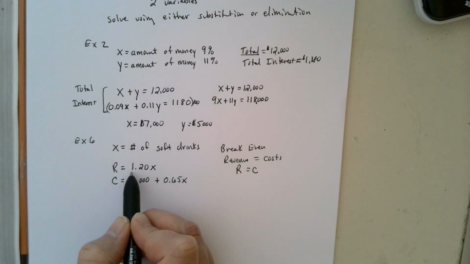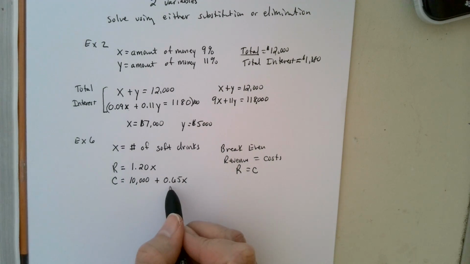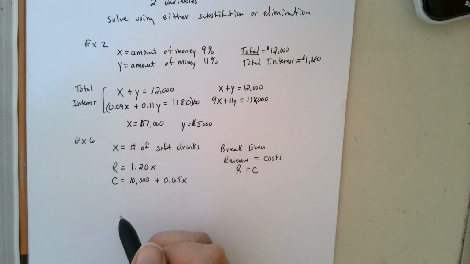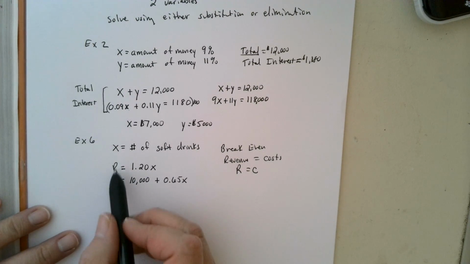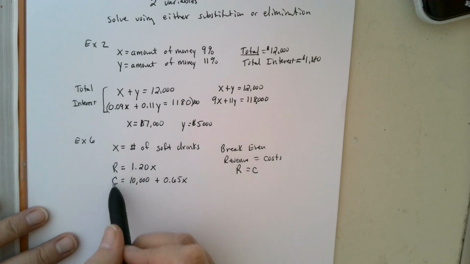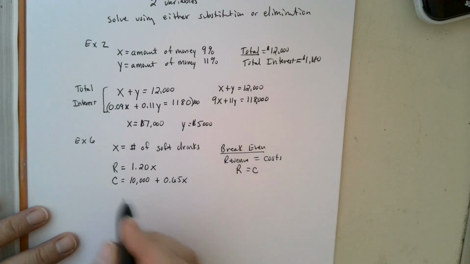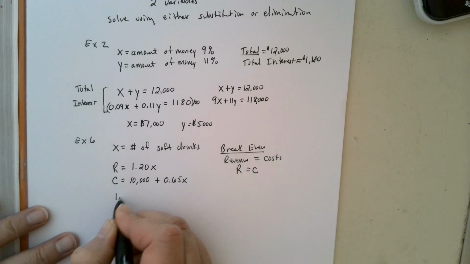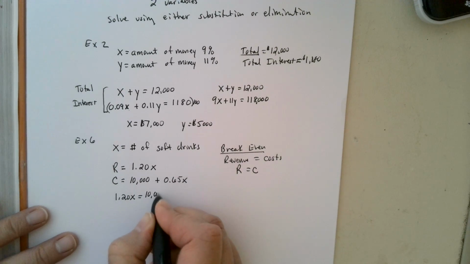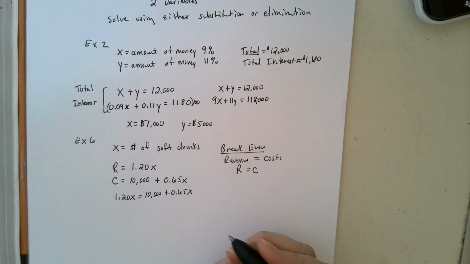So one bottle brings in $1.20. The cost that they have, it's 65 cents per bottle, and then they have to pay back their initial investment of $10,000. So those are our two equations. Notice that we've got R and C, but over here, break even means that your revenue is equal to your cost. So this problem is set up for substitution. We want our revenue to equal our cost. And then you could quickly solve that.